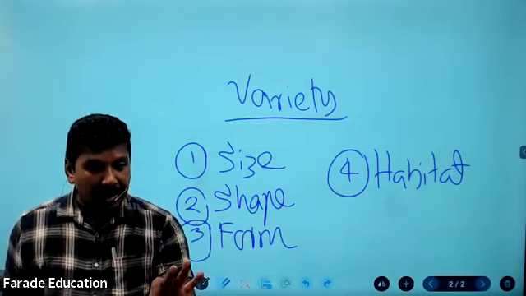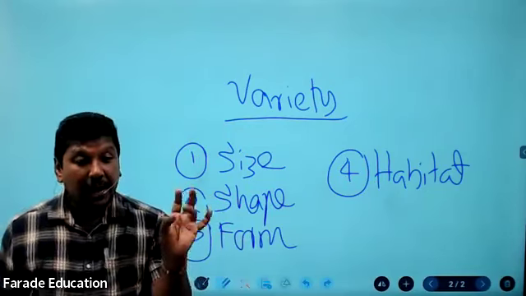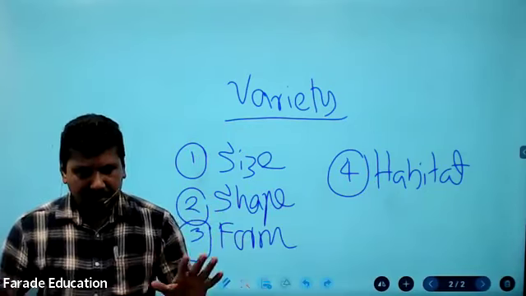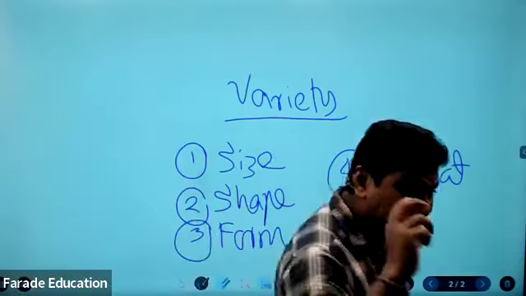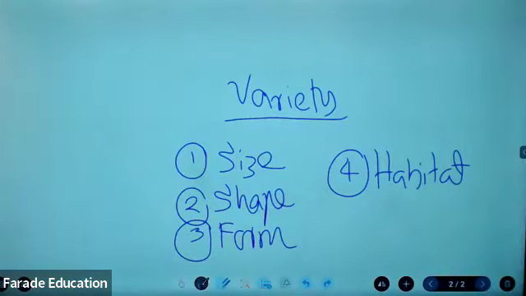Size, shape, form, and habitat. That's all. So you have an idea that these are the things we consider when we study an organism. Okay.